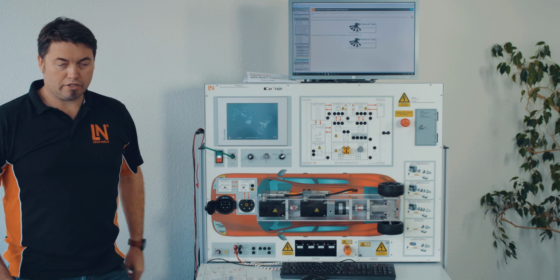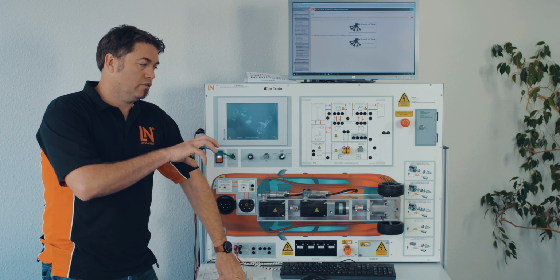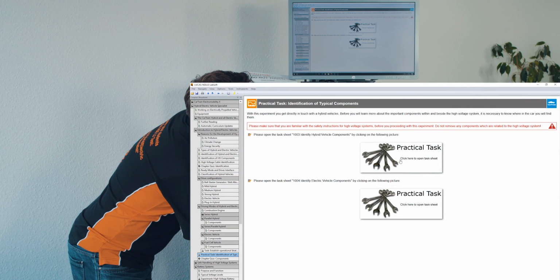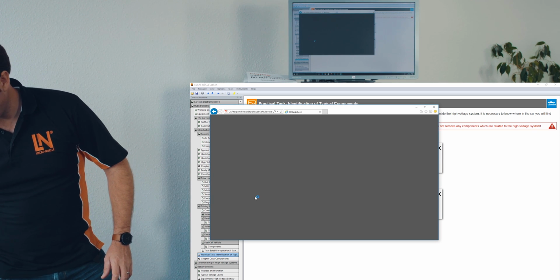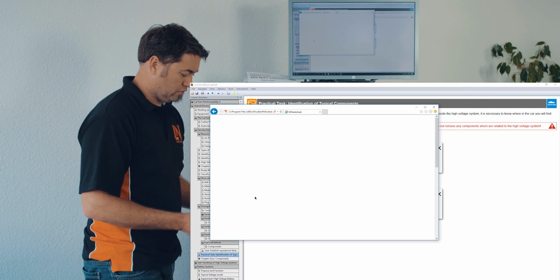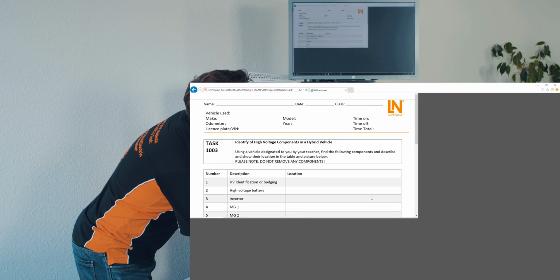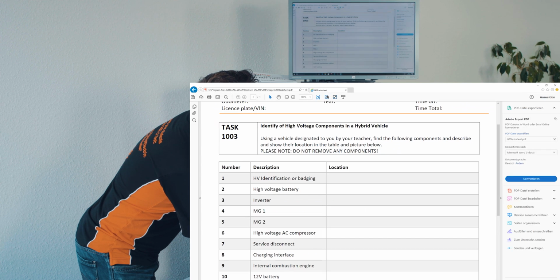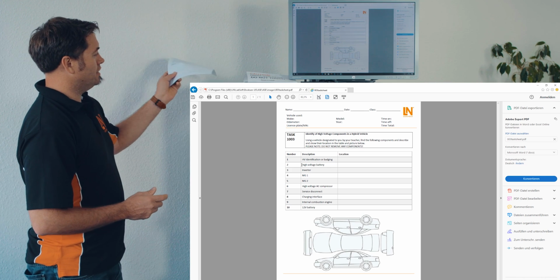Now, for integrating this into the classroom, it's always important that we take the knowledge that we've learned here into the real world. So I always recommend these practical tasks. I'm hoping to have these as a handout available for you. For this one here, we're getting the student to identify some of the components.